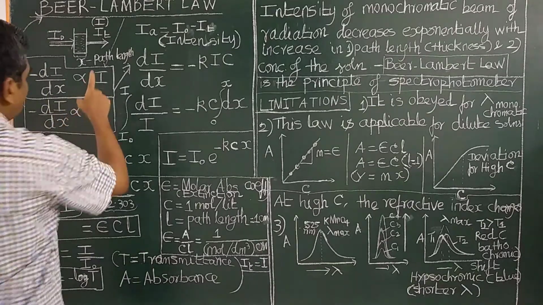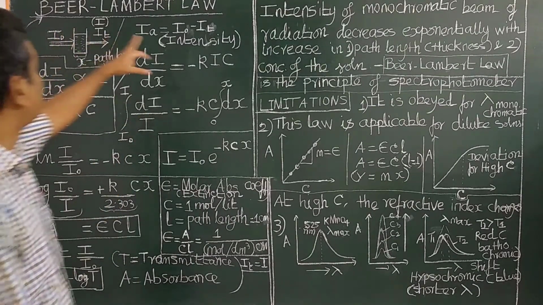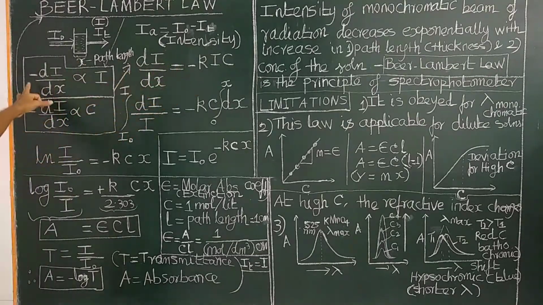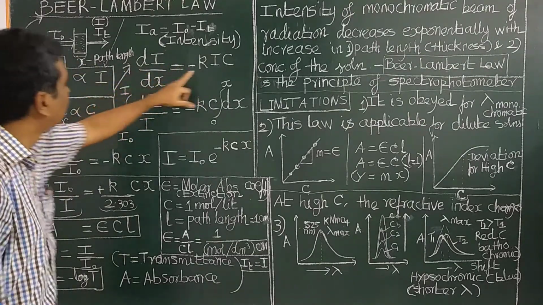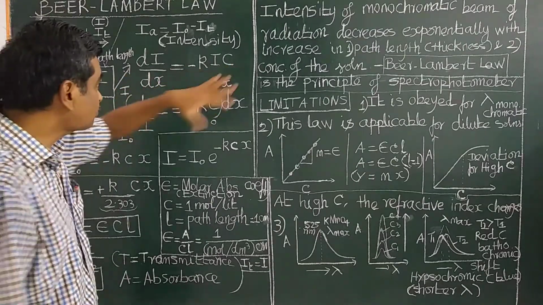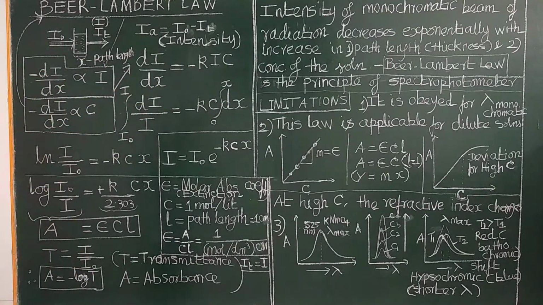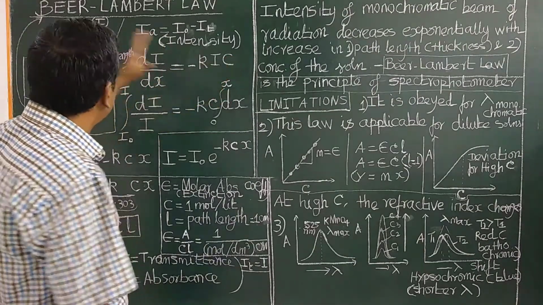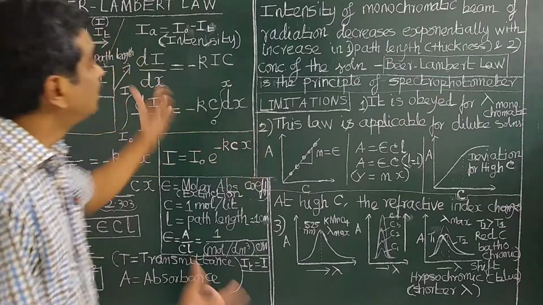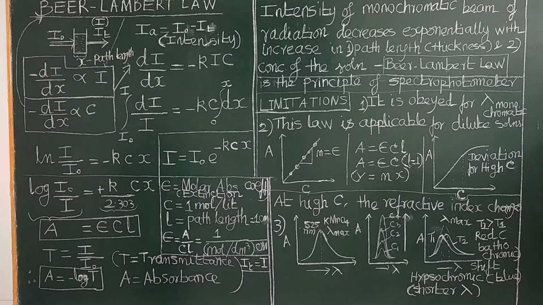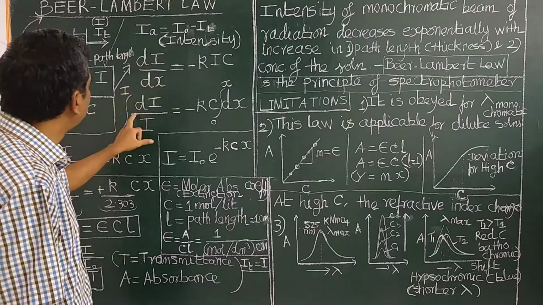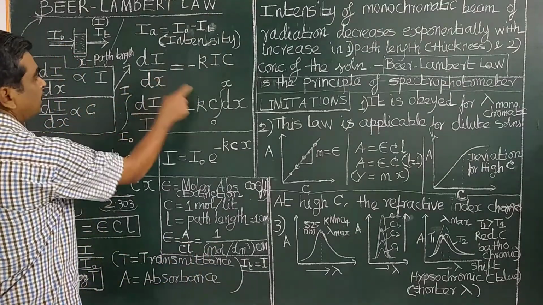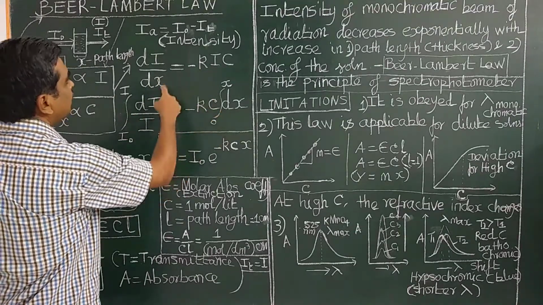On combining the two laws, we get the Beer-Lambert law. Therefore, minus dI by dx equals k I c, where k is the proportionality constant. The decrease in intensity is directly proportional to the intensity of the incident beam as well as the concentration of the solution. Grouping the variables, dI by I equals minus kc dx.